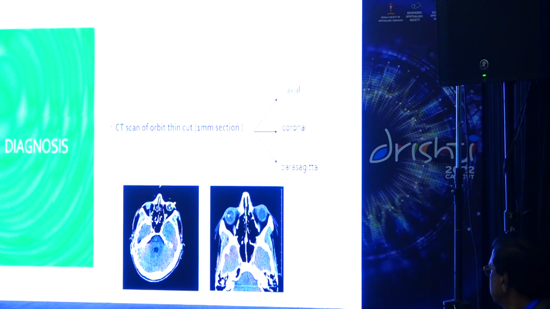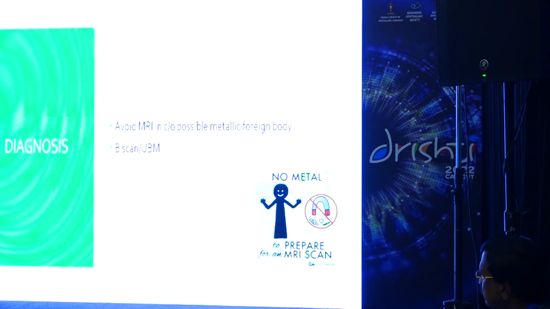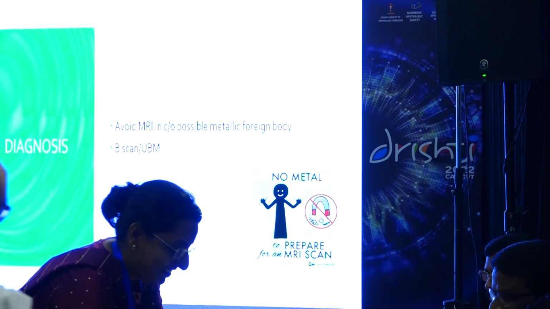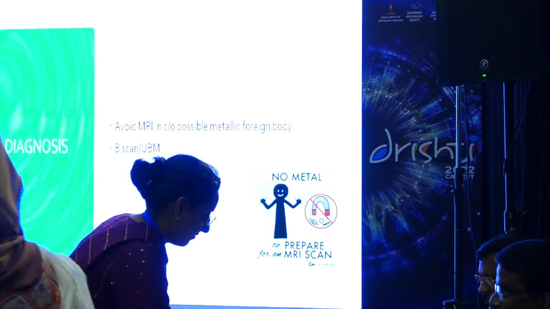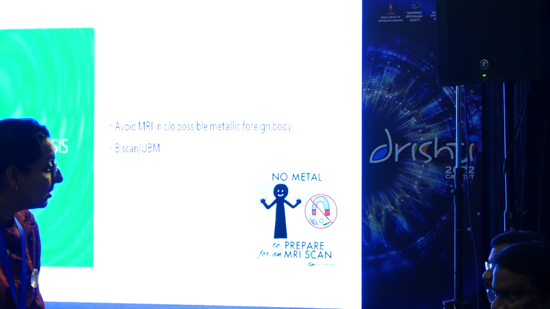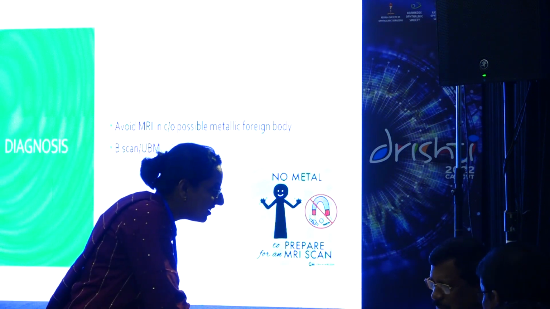And coming on to investigations, a CT scan of the orbit is strongly recommended in case of projectile injuries where you suspect an intraocular foreign body, and we usually ask for thin cut sections, that is 1 millimeter sections, and all views like axial, coronal and parasagittal views. It's better to avoid MRI in case of a metallic foreign body, and you can do a B scan or UBM to rule out retinal detachment or intraocular foreign body when there is no fundus view.